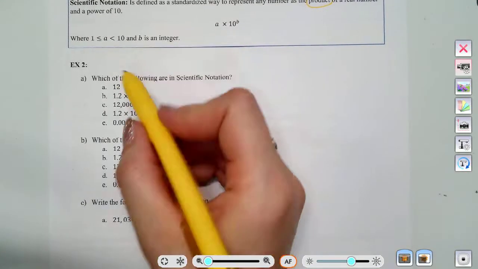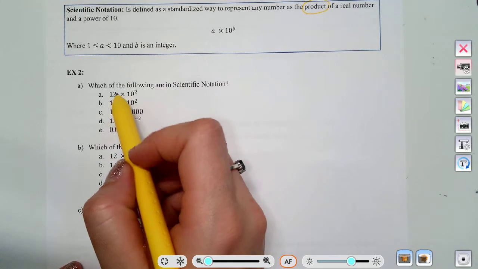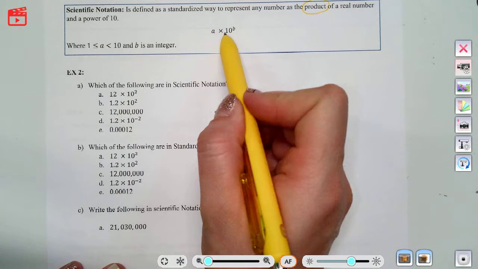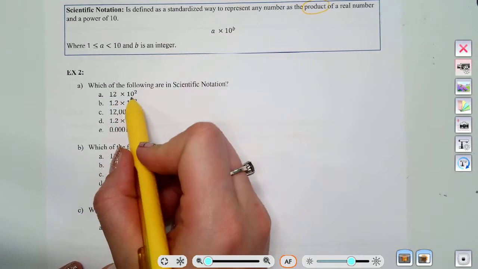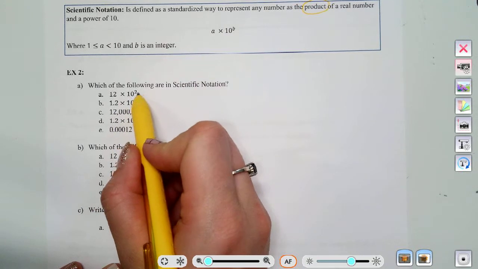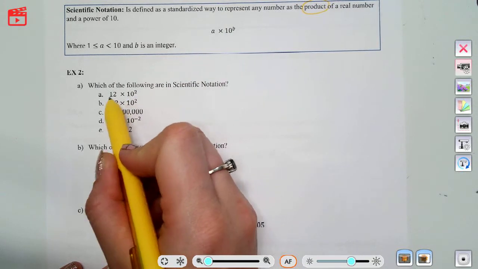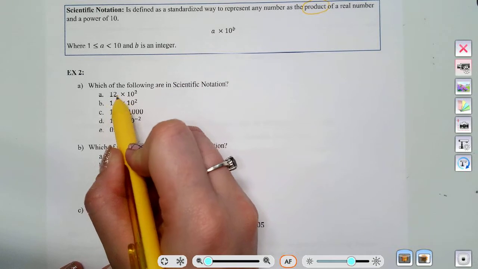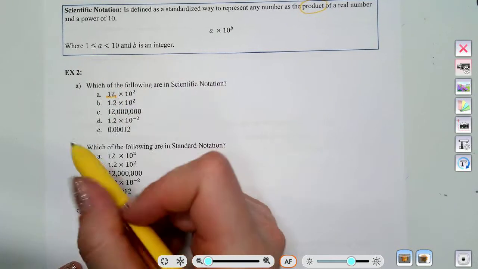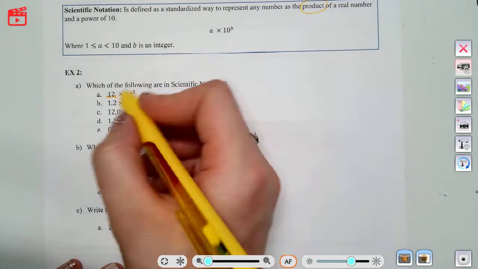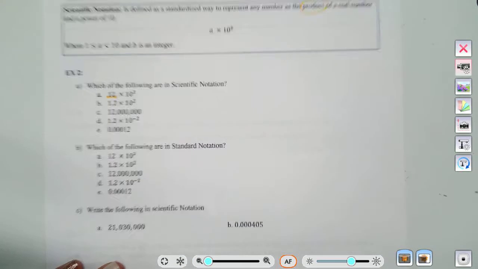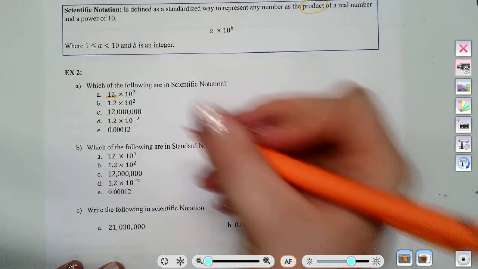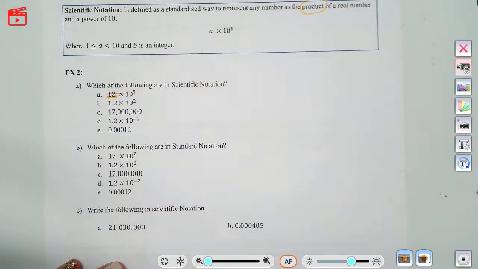Alright, let's take a look at the first one. Well, it's in that multiplication setup, so that looks good. We have 10 to a power, and that's an integer right there, so that's fine. But look at this a value. Is it between 1 and 10? No, it's not. So you are not in scientific notation.